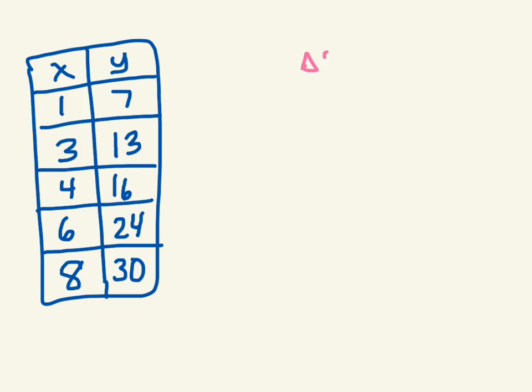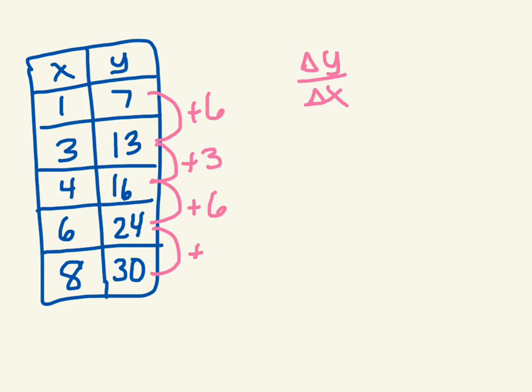First, we find our change in y and our change in x throughout the table. So from 7 to 13, that's an increase of 6. 13 to 16 is an increase of 3. 16 to 24 is an increase of 6. 24 to 30 is an increase of 6. Now I have my x's.